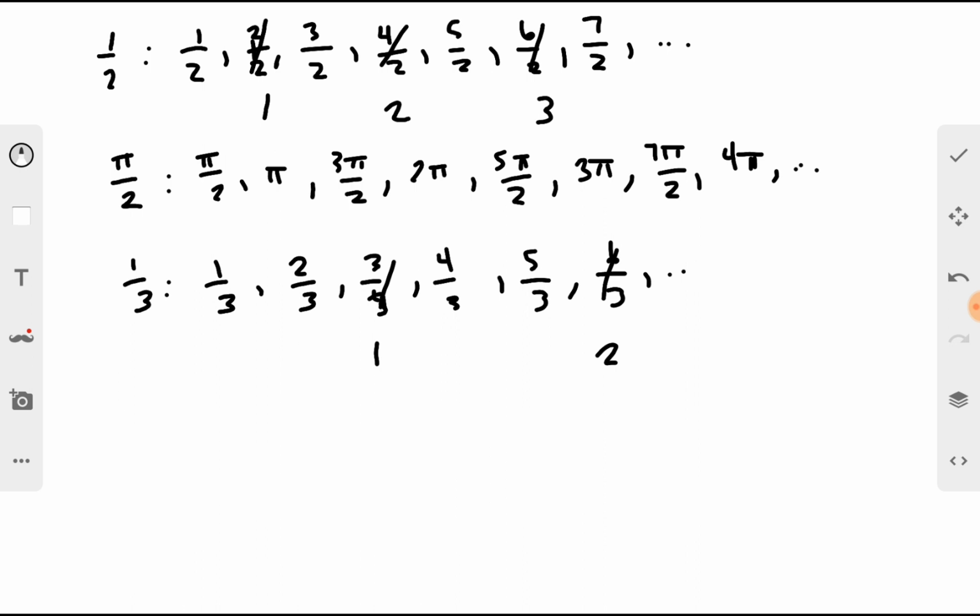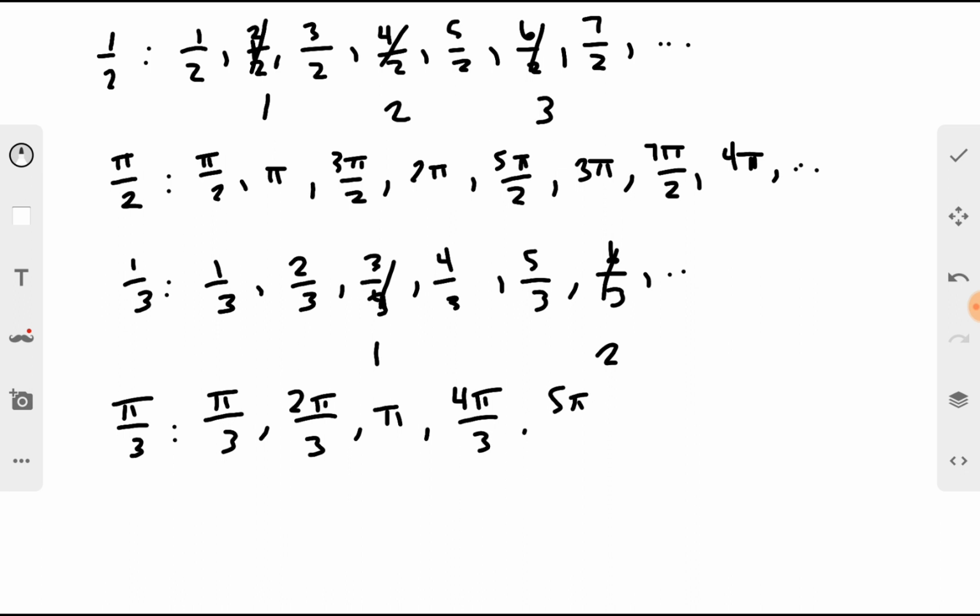So if we're counting by pi over 3, okay, we've got pi over 3, 2 pi over 3, 3 pi over 3, that's just pi, 4 pi over 3, 5 pi over 3, 6 pi over 3 is 2 pi, 7 pi over 3, 8 pi over 3, 9 pi over 3 is 3 pi.